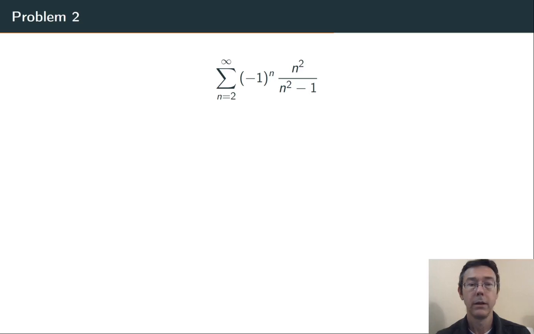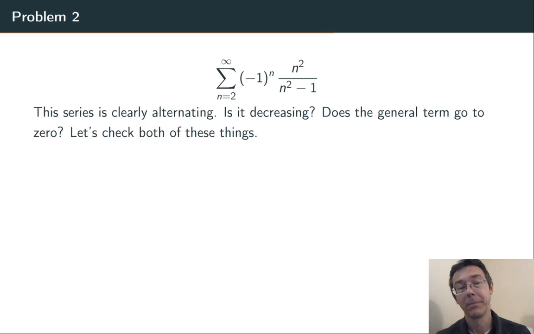Problem 2. Sum n equals 2 to infinity, negative 1 to the n squared over n squared minus 1. As always, when we're thinking about convergence and divergence of infinite series, the starting point doesn't matter. So it doesn't matter whether we start at n equals 1, 2, or 10, or a million. Here, we've wanted to leave out 1 so that we don't get a 0 in the denominator ever. We need to check 3 things, of course. Is it alternating, decreasing, and does the general term go to 0?